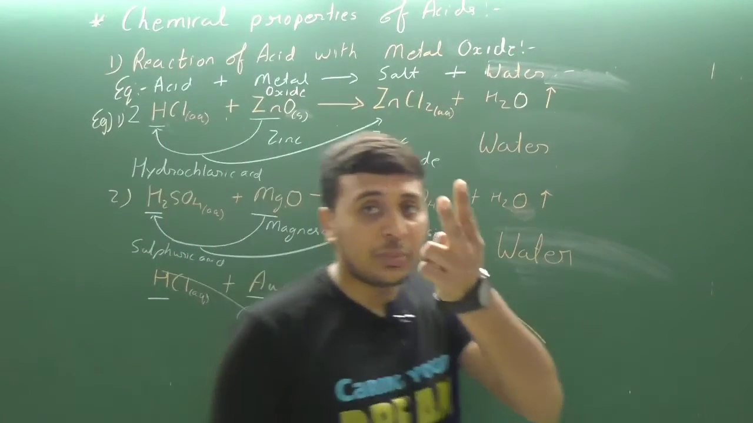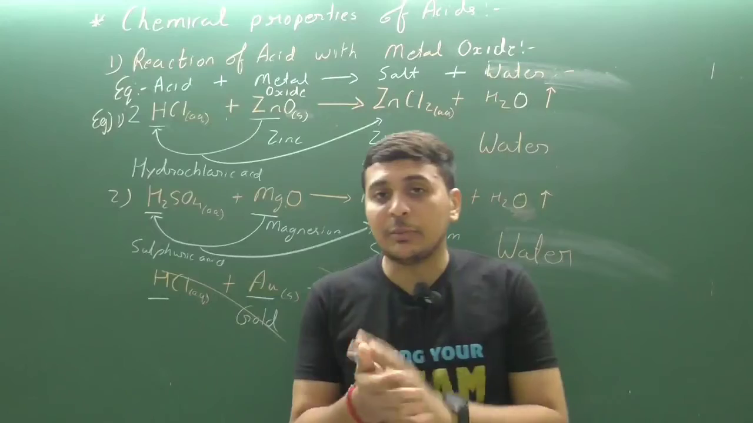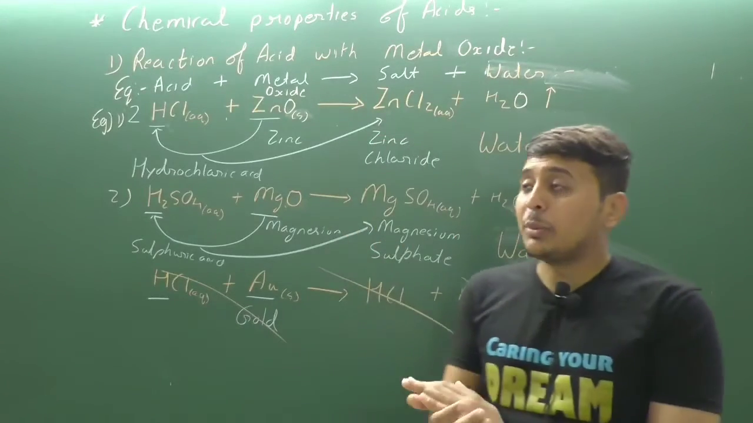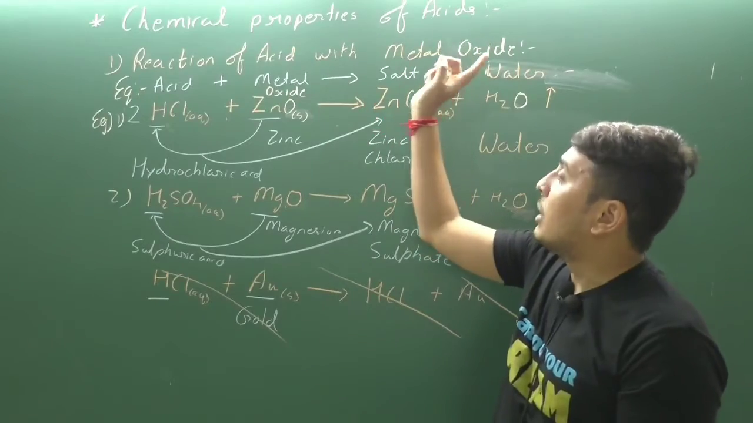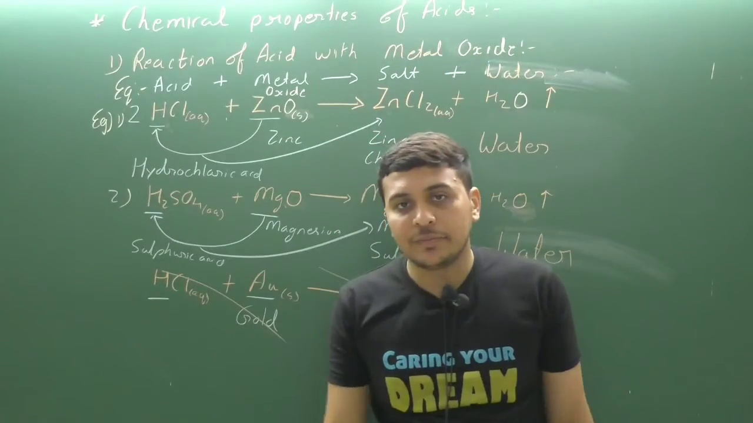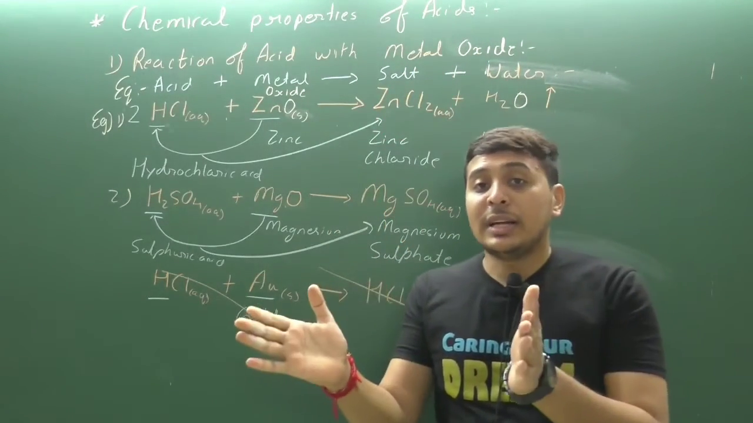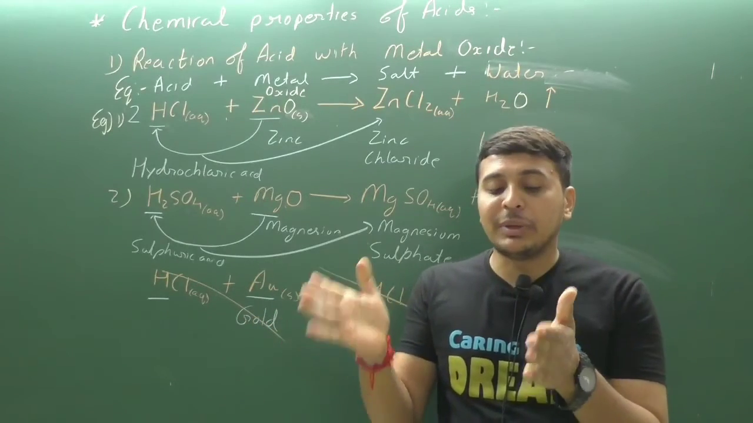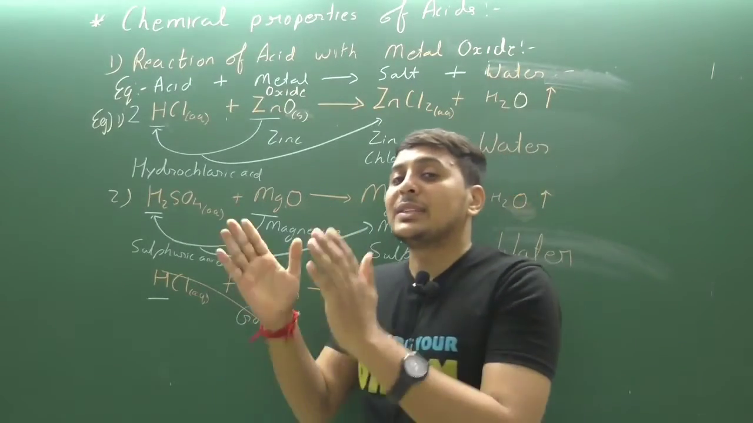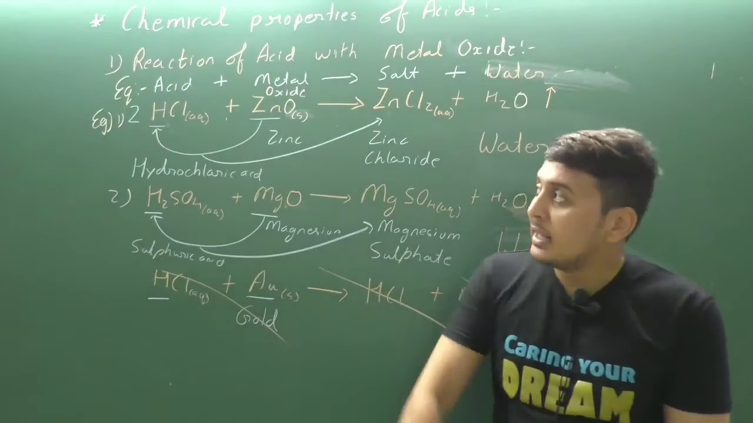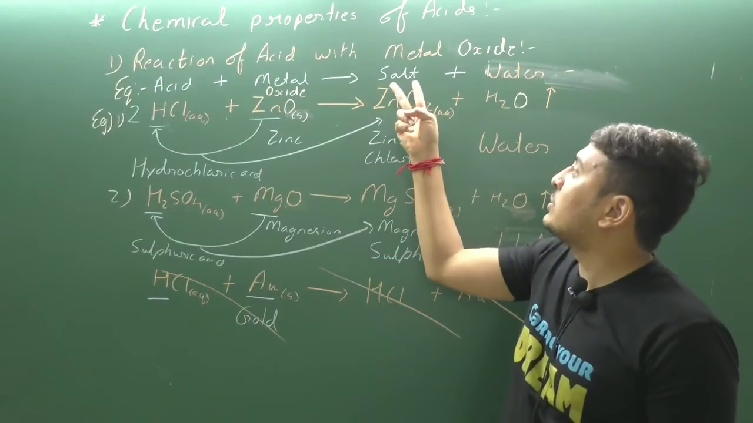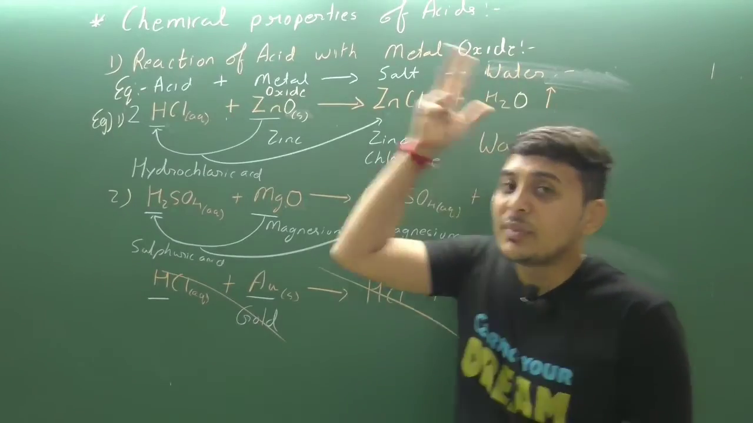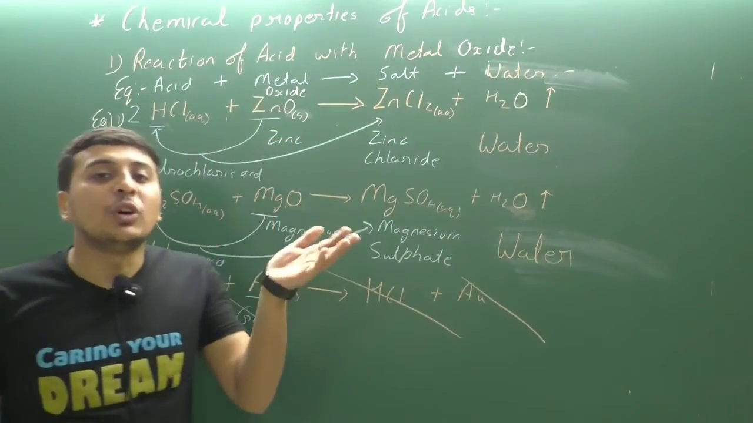So write it down, the second property of an acid. What is the second property of an acid? Note down the statement of the second property. When acid reacts with metal oxide, it forms salt and water.